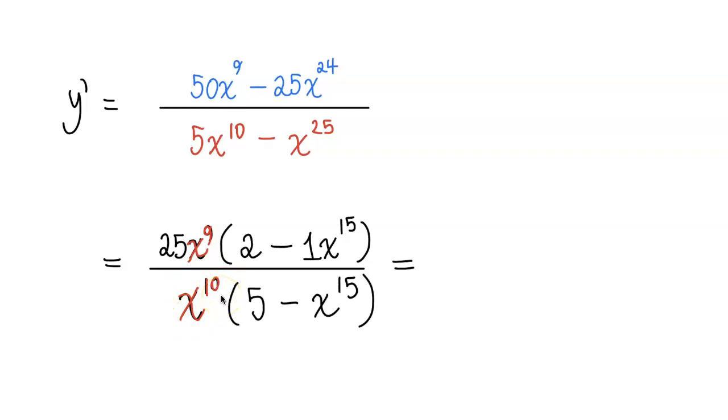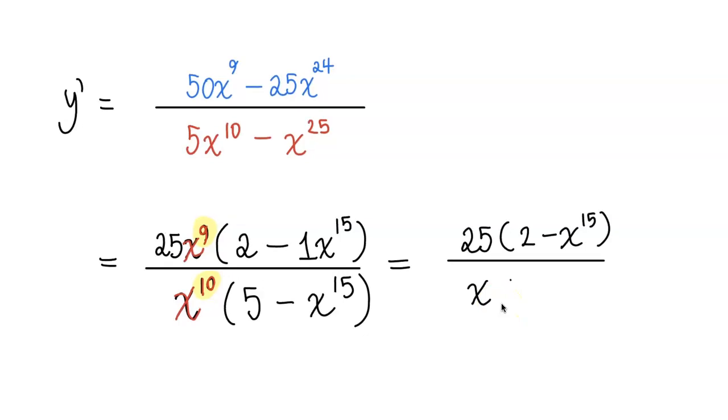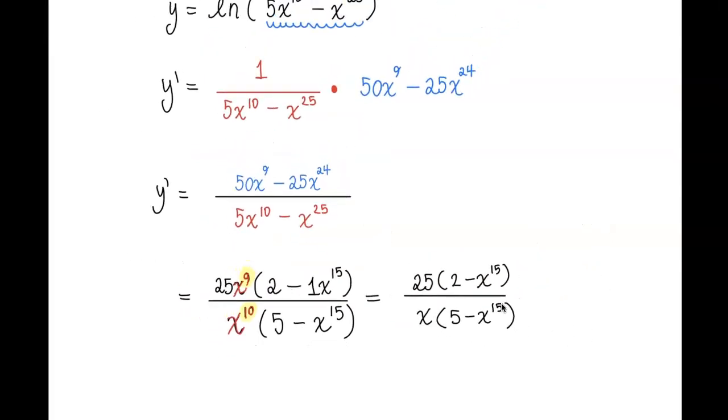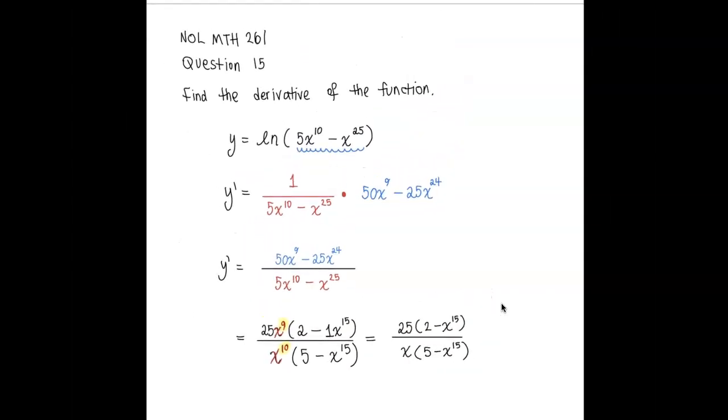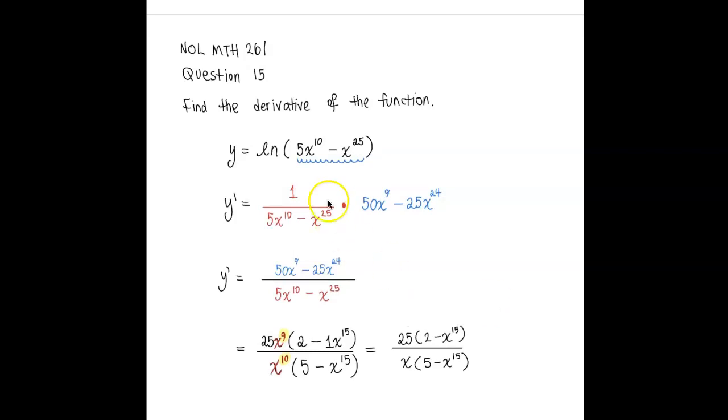So here's my final answer. I'm going to have 25 times 2 minus x to the 15th over x, because the denominator had one more x, right? So I have one x left over in the bottom. And then inside the parenthesis, I'll write 5 minus x to the 15th. I feel like in this problem I did more on simplifying than finding the derivative, because that was just the first line. I thought this one was a log differentiation, but no, this is just differentiating a natural log function.